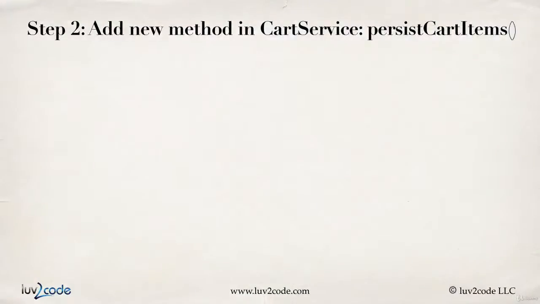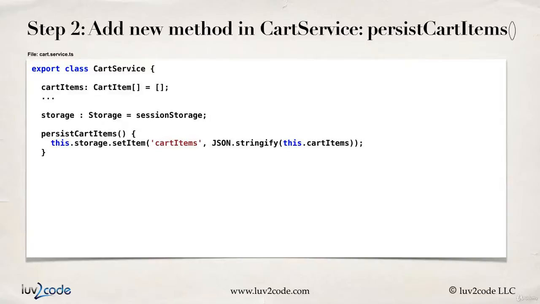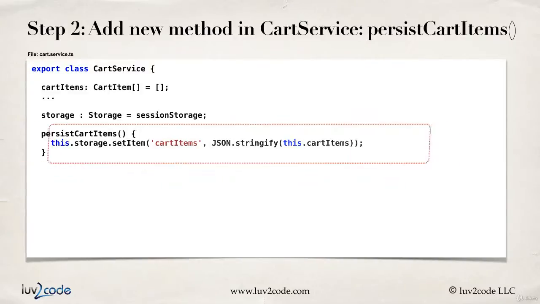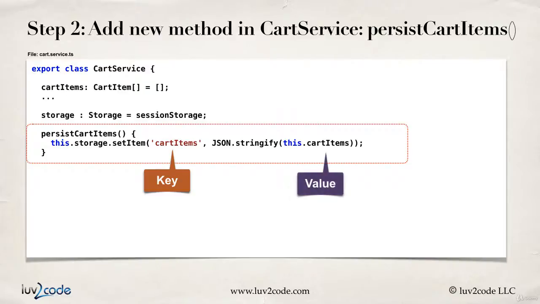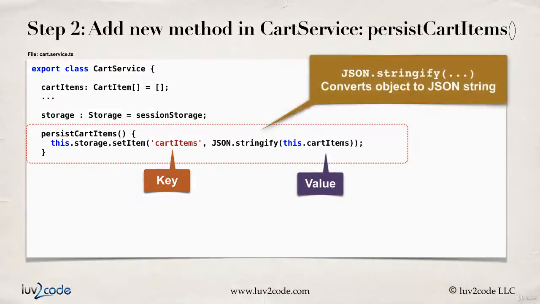Then in step 2, we're going to add a new method in cart service called persistCartItems. So here's this new method, persistCartItems. I make a call to this.storage.setItem('cartItems'). That's the key. And then I make use of JSON.stringify(this.cartItems). So I pass in the value and I convert it to a string, because remember, with the storage API, everything's a string. So we have to take this object and convert it to a string, and we do that by making use of JSON.stringify.